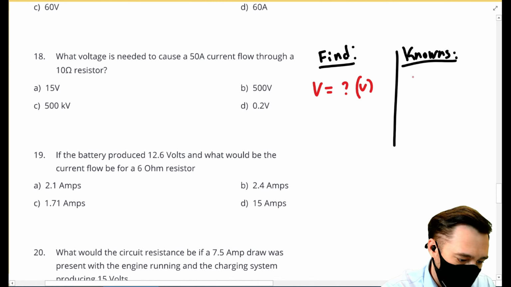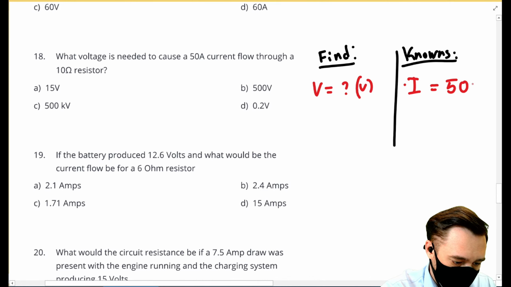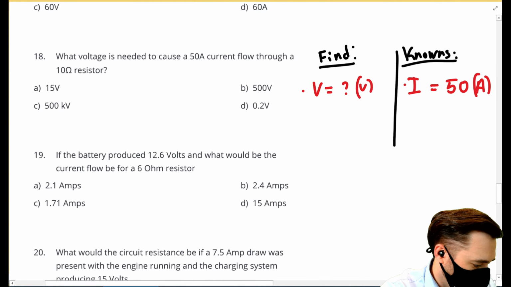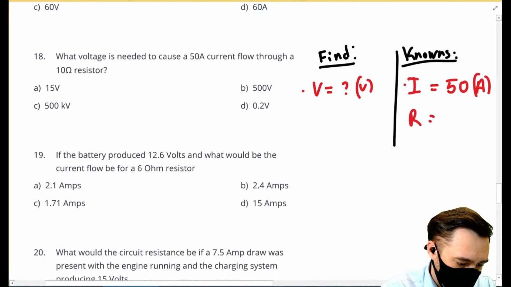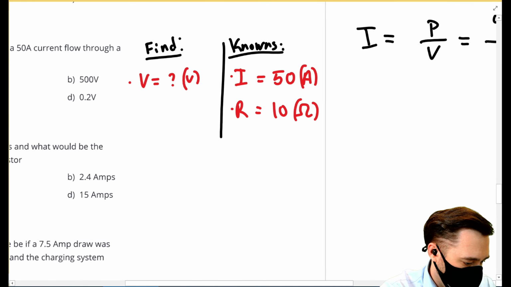To cause a 50 amp current. So current is I, 50 amps through a 10 ohm resistor. So R is equal to 10 ohms. So that's a V equals IR equation.